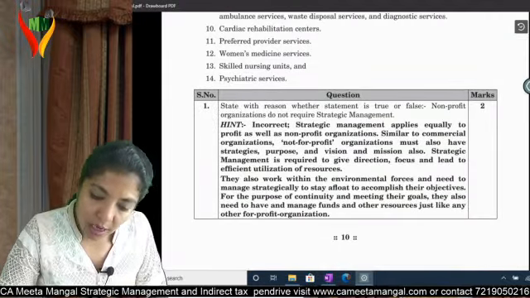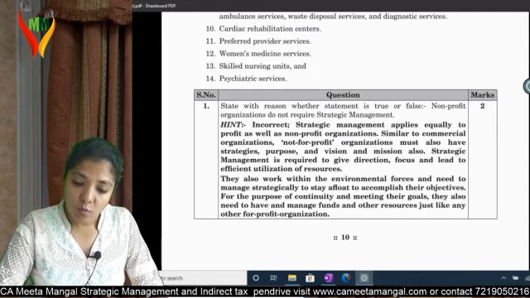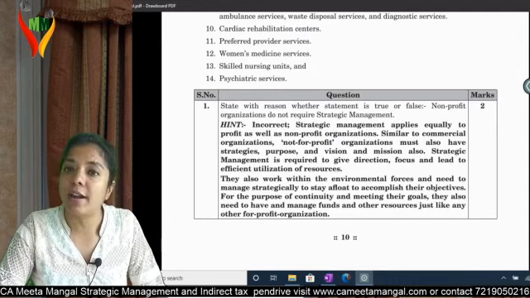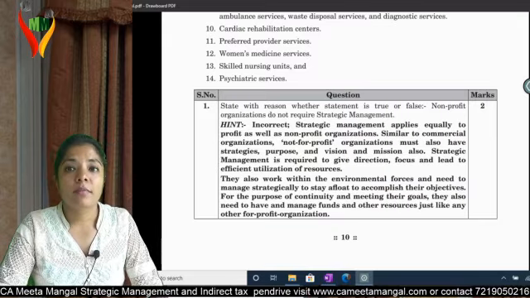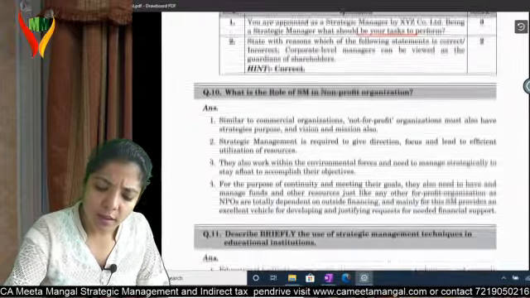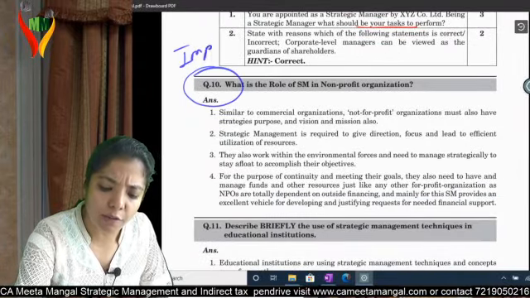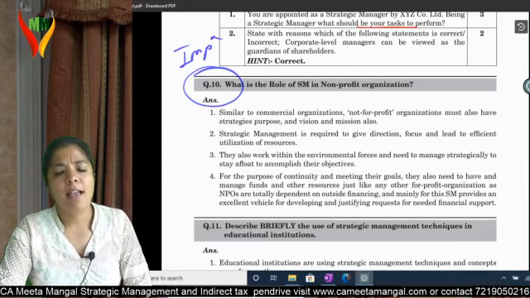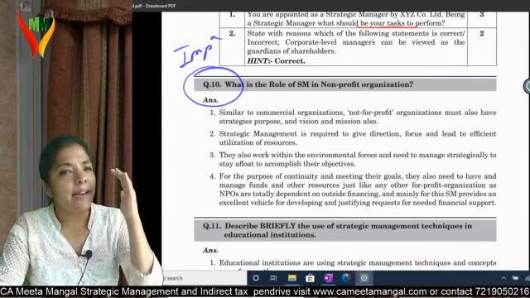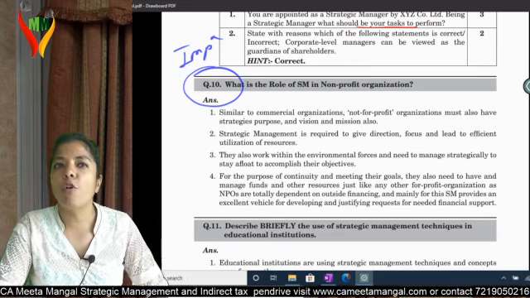So now come to question number 1. It's correct, incorrect. State the reason whether the statement is true or false. NPOs do not require strategic management. When I was teaching this topic in my class, I made myself very clear to my students that question number 10, you have to learn by default. And for any and every question of SM in NPO, these 4 points should be your answer.